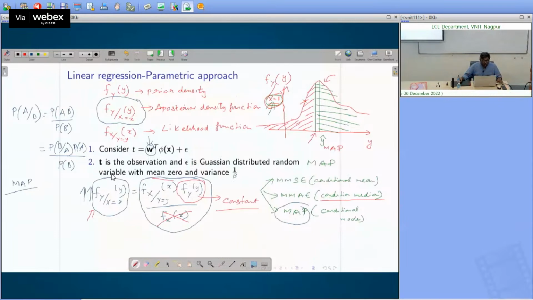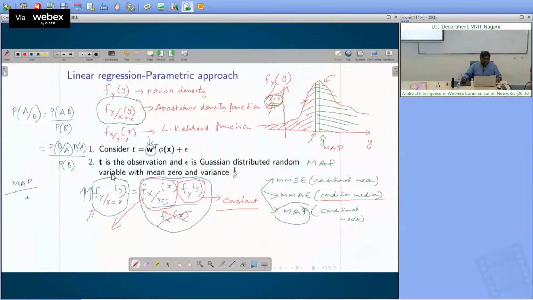So here, this f of x given y equal to y of x is nothing but the likelihood function. Instead of maximizing the posterior density function, we maximize what is called the likelihood function, keeping f of y of y as constant.